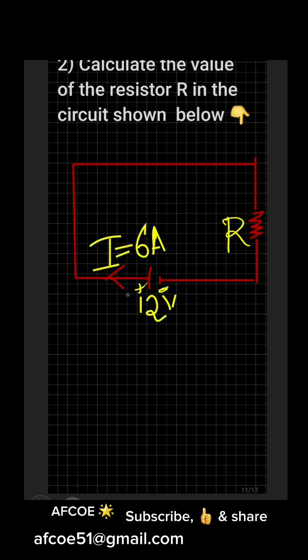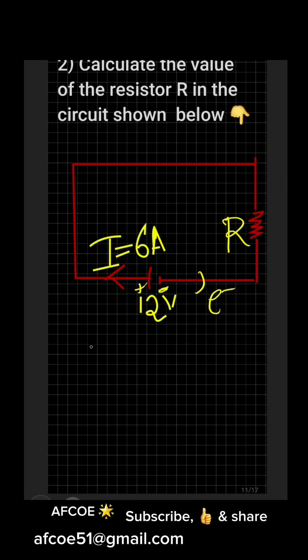And this is the direction of the conventional current, 6 amperes, leaving the battery from the positive to negative. The electrons flow from negative to positive. Electrons are being attracted by the positive terminal. But we are talking of the conventional current, please. Conventional current flows from the positive to negative.